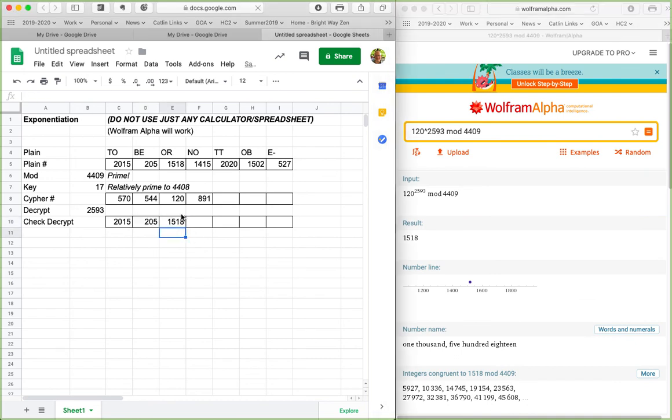So just be careful. The only time the 4408 really comes into play, I mean, we need to make sure it's relatively prime to 17, so little Fermat works, and it's to get our decrypt key. But when we're going from the plain text number to the cipher number, and from the cipher number back again, we're using mod 4409. So just remember that. Okay, so try a few of those out, see how it works. You'll need that for your pair work. But definitely pull up Wolfram Alpha as well.